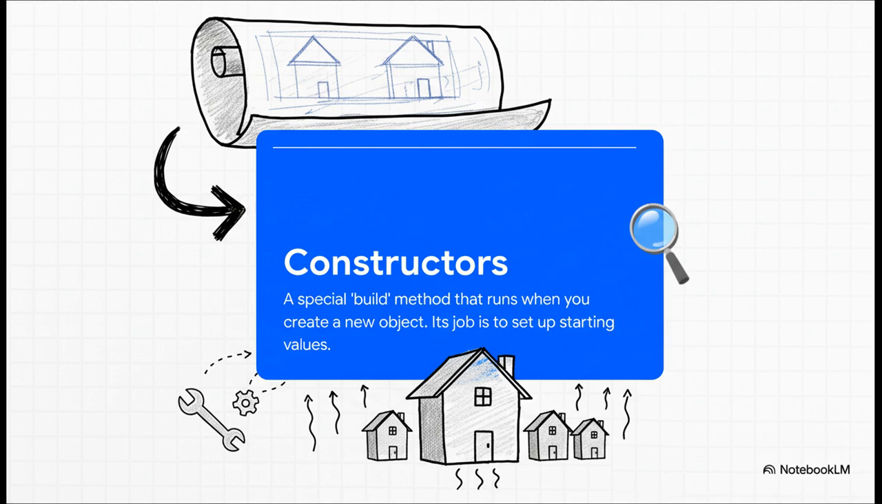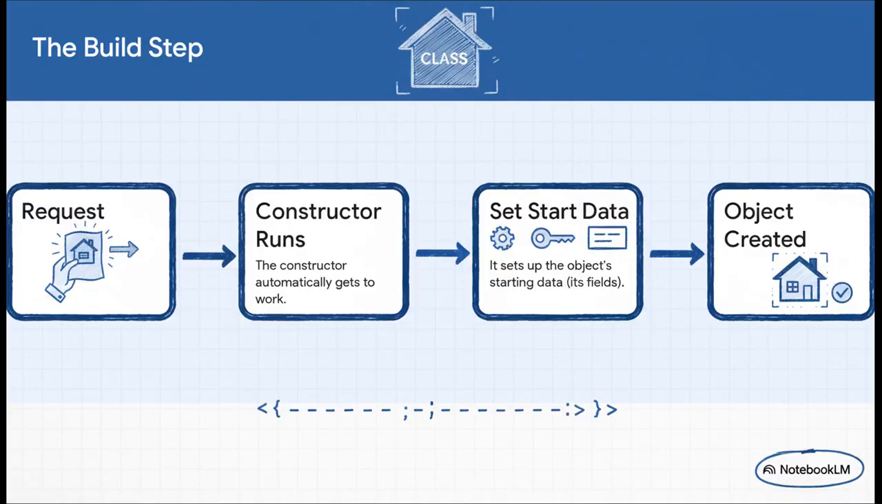It grabs the blueprint, assembles a brand new object, and makes sure all its starting data is set up and ready to go. And this right here, this is the magic moment. In your actual code, you literally type the word new. That one little keyword kicks off this whole process. The constructor automatically runs, it sets up all the starting info, and bam, just like that, you have a brand new, fully formed object ready for you to use.